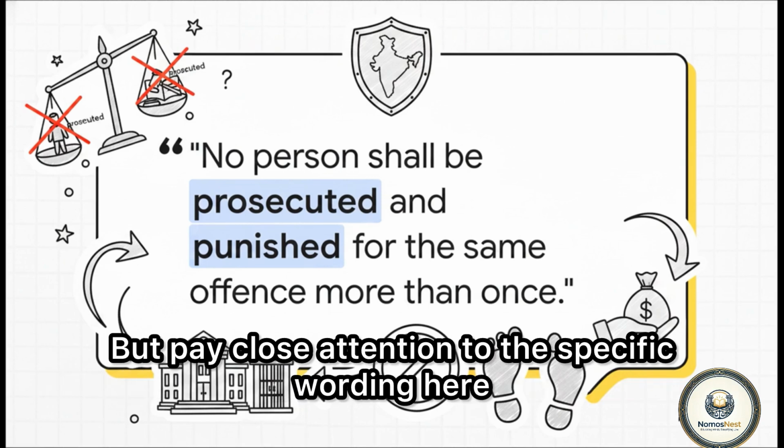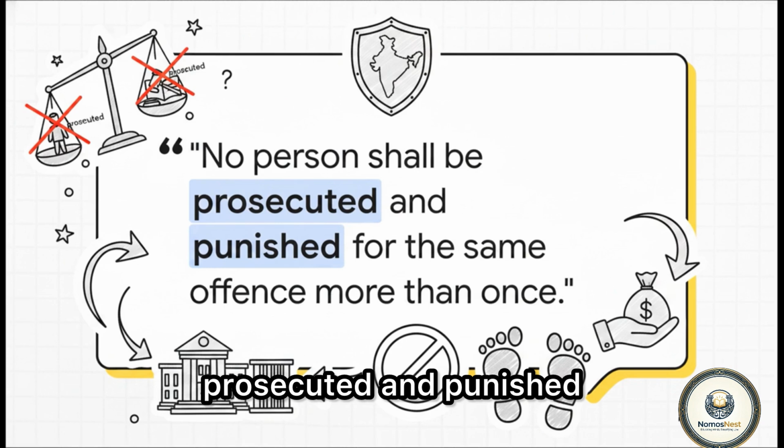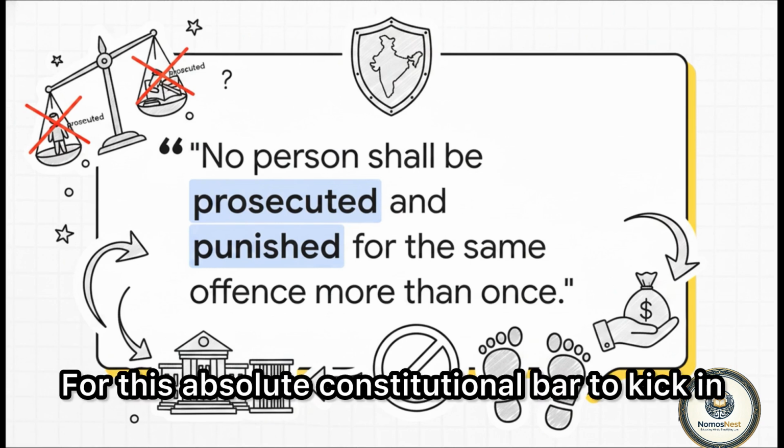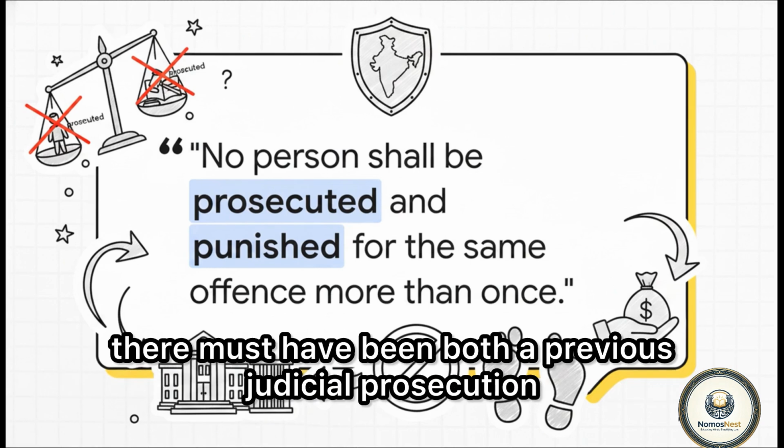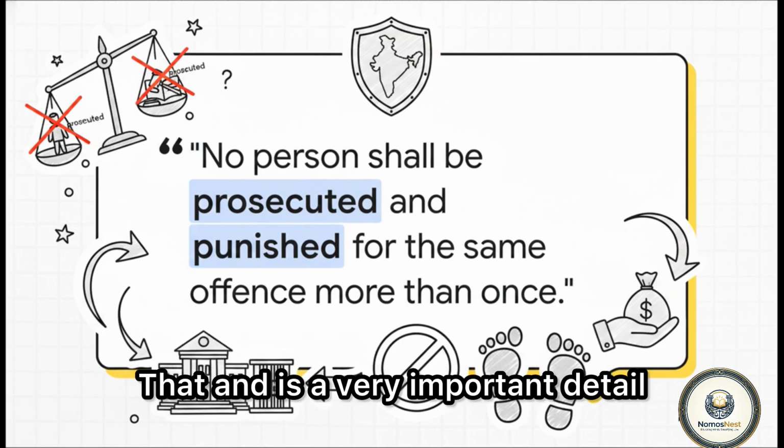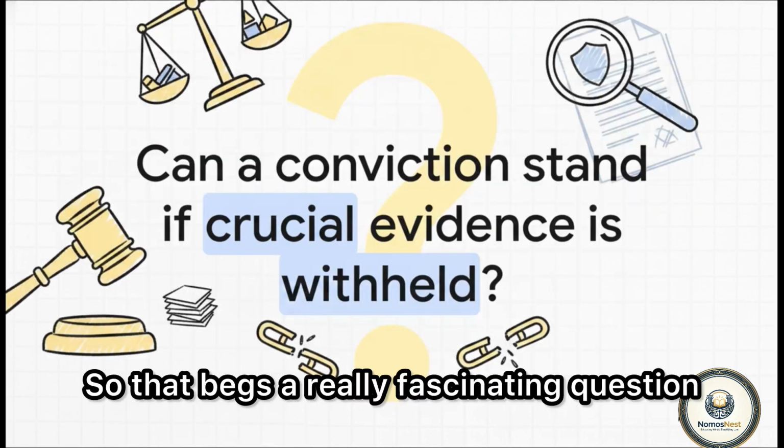But pay close attention to the specific wording here: prosecuted and punished. For this absolute constitutional bar to kick in, there must have been both a previous judicial prosecution and a punishment. That "and" is a very important detail. So, that begs a really fascinating question.